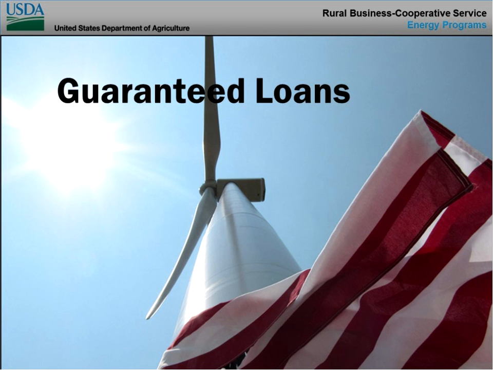Guaranteed loan and combination applications, that's where you're applying for a grant and a guaranteed loan, can cover up to 75% of the project cost. The minimum guaranteed loan is $5,000 and the max is $25 million.